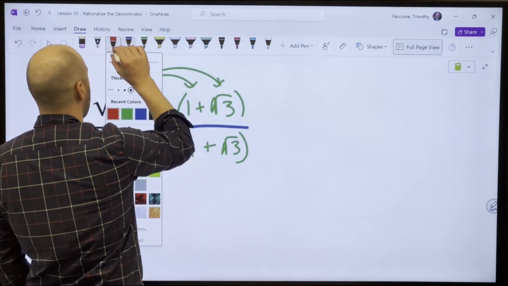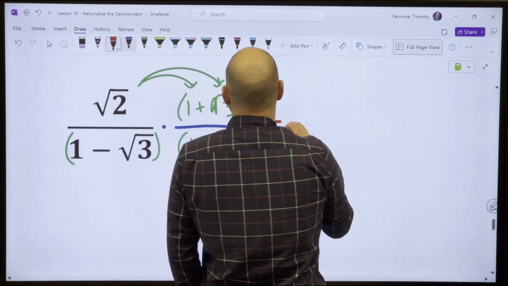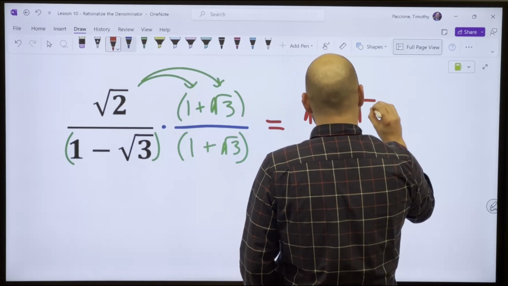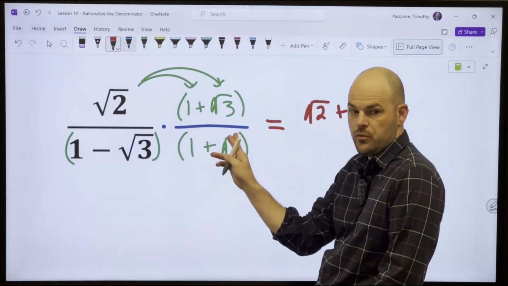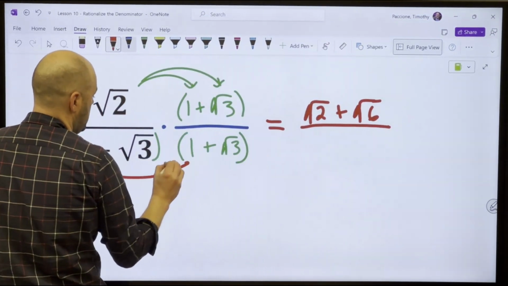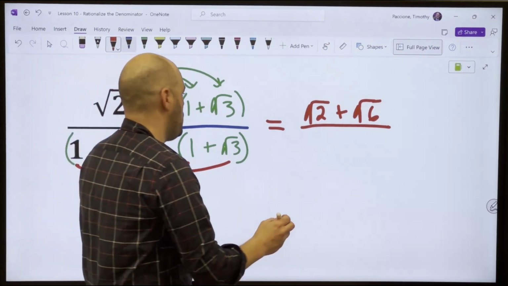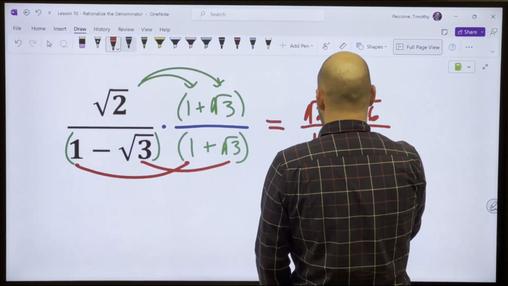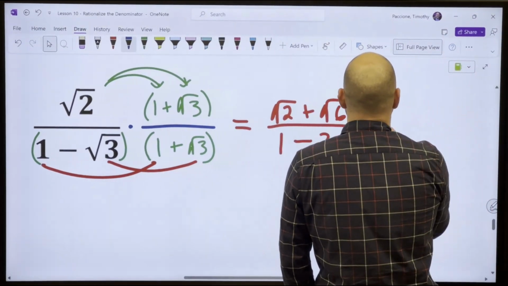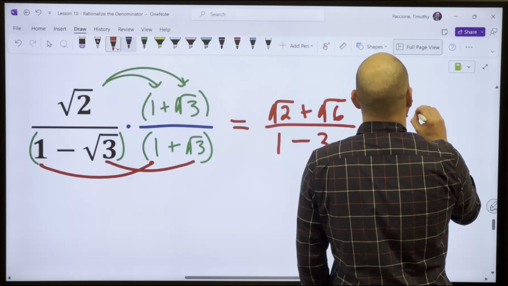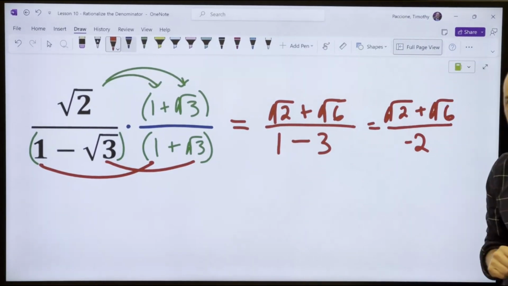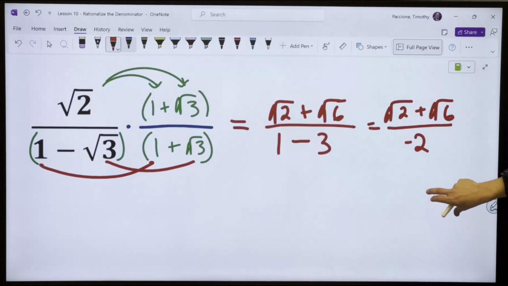And you end up with square root of 2 plus square root of 6, because that's square root of 2 times square root of 3, right? And on the bottom, well, it's FOIL, right? So that's 1 times 1, which is 1, minus square root of 3 times square root of 3, which is 3. So square root of 2 plus square root of 6 over minus 2. And that is done. Okay?